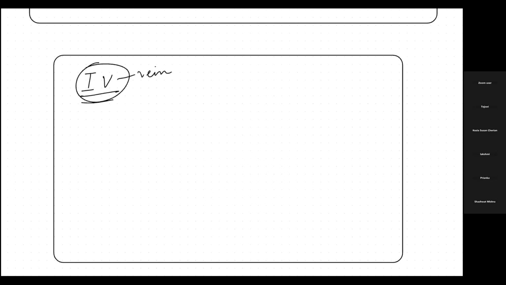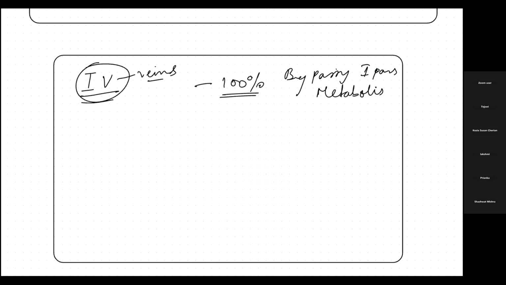Now what will be the merit? 100% bioavailability is the merit. Now why is it so? Because the drug is bypassing the first pass metabolism. That's why the bioavailability is 100%.